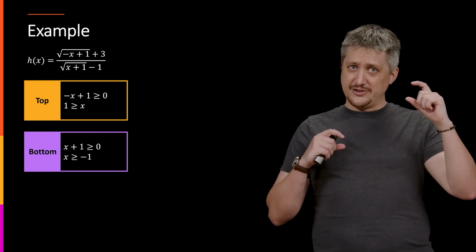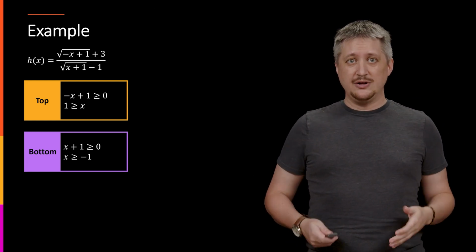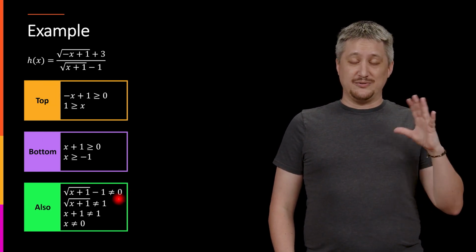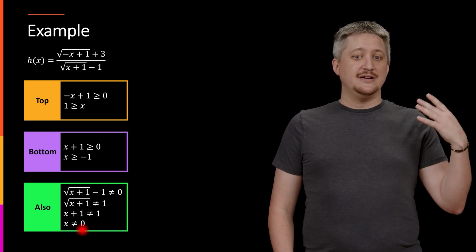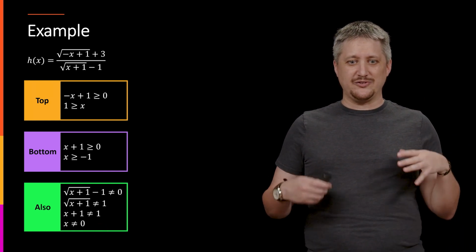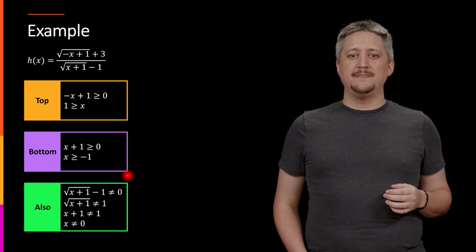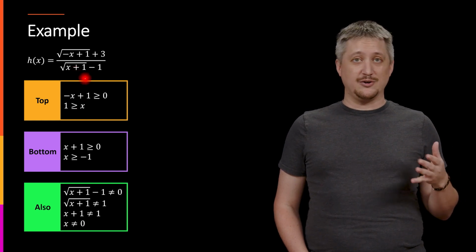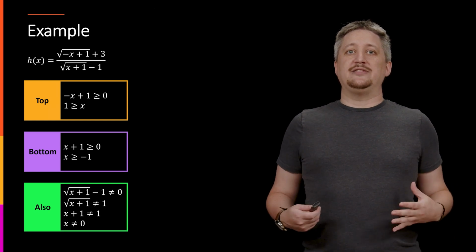And finally, that was the top and the bottom, but we also want that the bottom is not 0, so we're not dividing by 0. So we take the bottom and we say, okay, we want that to not be 0, so then we can try to isolate x. We move the 1 over, square both sides, subtract 1. This only happens when x is 0, so we have to avoid 0. So we have the restriction of the top, the restriction of the bottom, and x can't be 0, because if it were 0, that would make the bottom 0, and we'd be dividing by 0. All bad things.